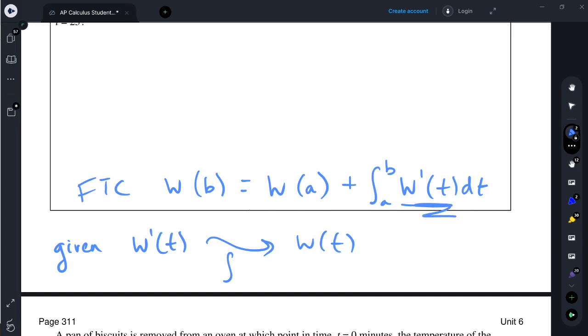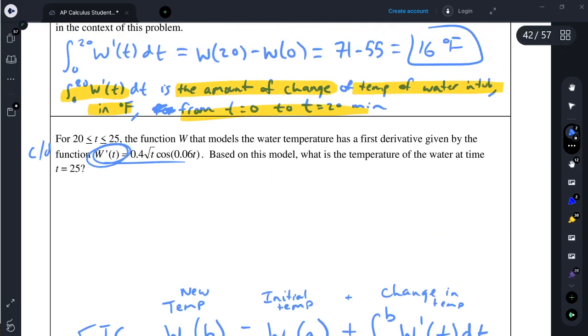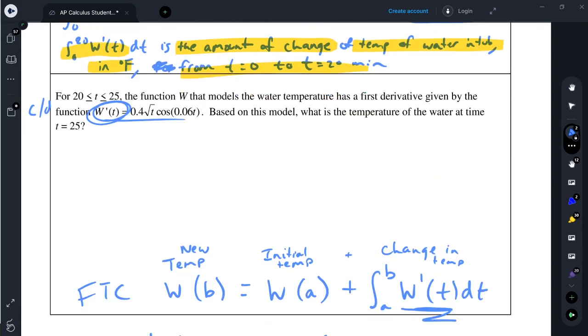And that's basically just saying that some new temperature equals our initial temperature plus the integral of the rate, and the integral of the rate is the change in the temperature, and that should make perfect sense, right? The new temperature is going to be whatever the starting temperature is plus however much it changed by. So what we want to find out is the temperature at time 25.